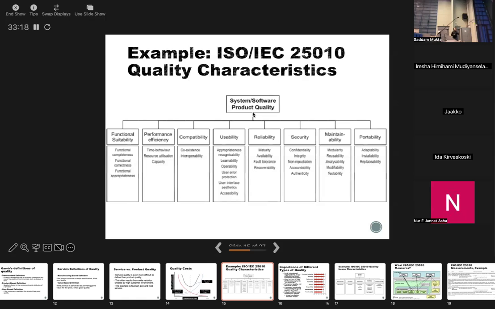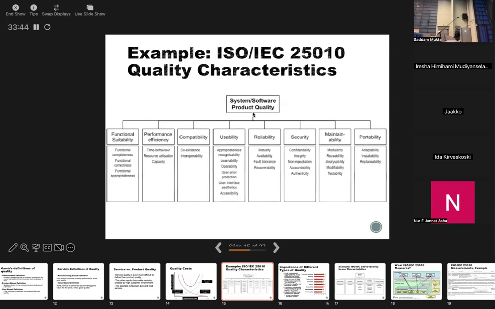So these are used to measure one software. These are the basic features to maintain a good quality software. This is what it should possess. One is functional suitability: functional completeness, functional correctness, and functional appropriateness.